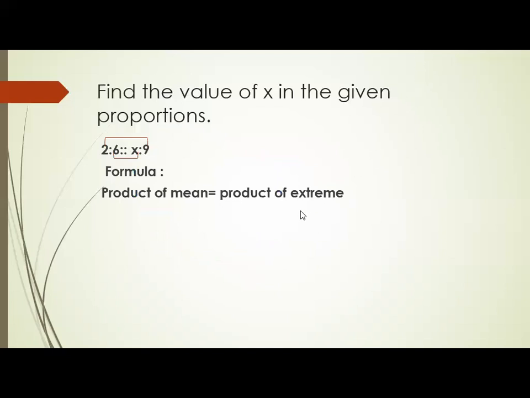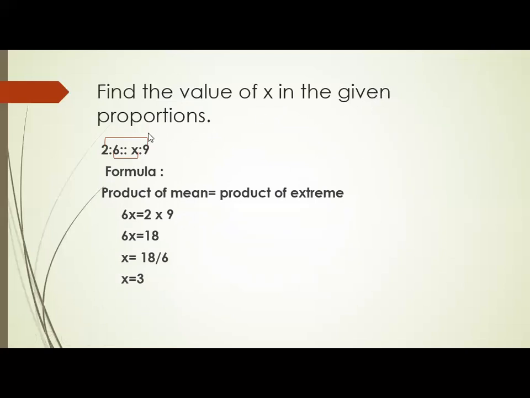Let's check it out. 6 ones are 6, 6 threes are 18. Again we can check this simplification. Students, whenever we have to find an unknown term in a proportion, we first apply the formula, that is, product of means is equal to product of extremes.